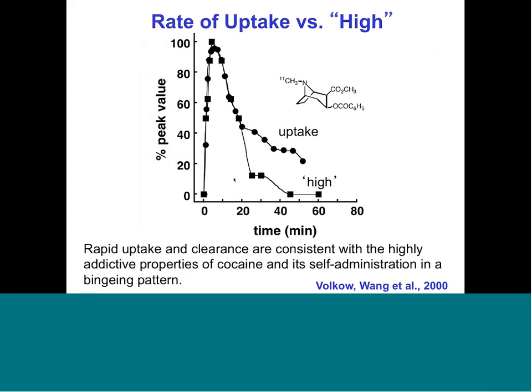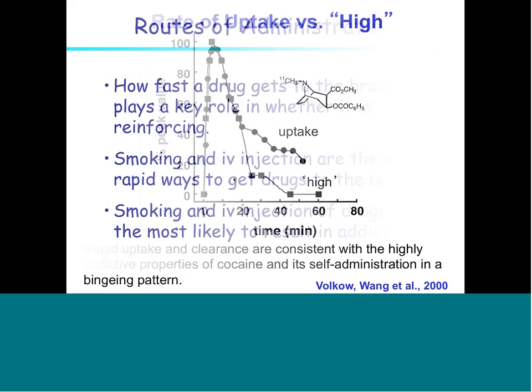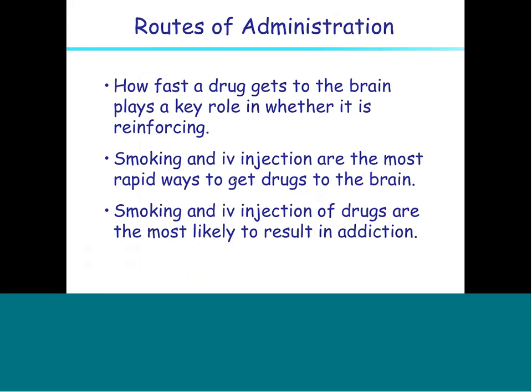in a binge-like pattern. So they take cocaine, they get very high, it's very pleasurable. In half an hour, the high is gone, they take it again until either they're exhausted or the supply is gone. And this wasn't a new discovery, but we keep learning it over and over: how fast a drug gets into the brain plays a really key role in whether or not it's reinforcing. Smoking and intravenous injection are the most rapid ways of getting drugs into the brain, and they are also the most likely to result in addiction.